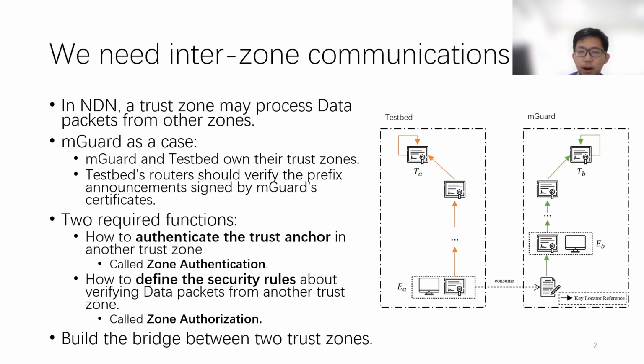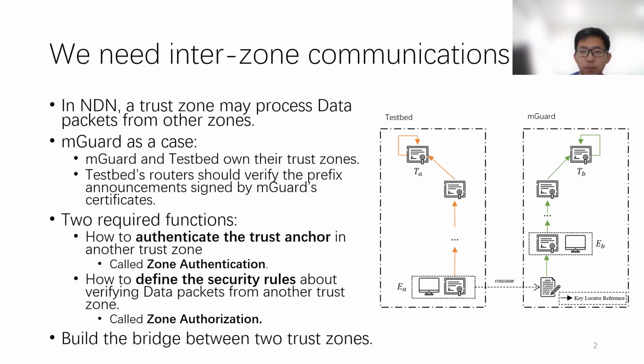The testbed and mGuard have their trust anchors and corresponding verification chains. The testbed requires 2 functions if it wants to consume data packets from mGuard. The first one is how to authenticate the trust anchor in mGuard. We call it zone authentication. The second one is how to define the security rules about the verification of mGuard's data. We call it zone authorization.